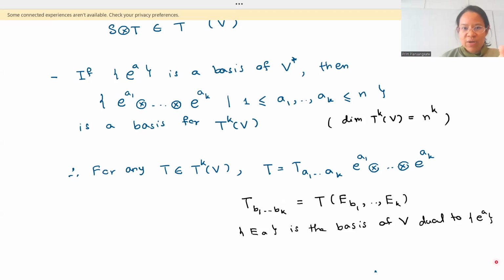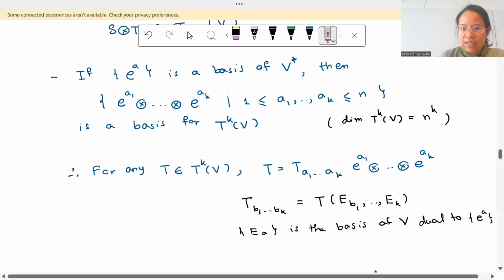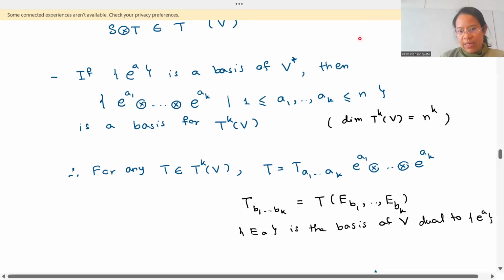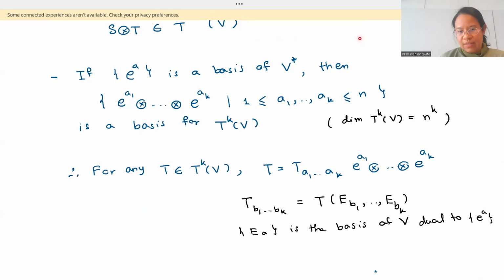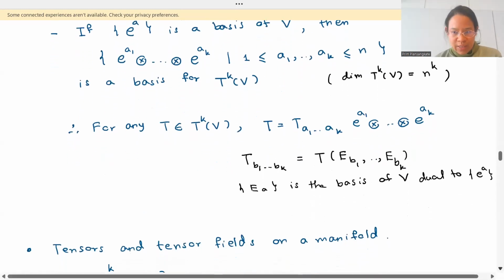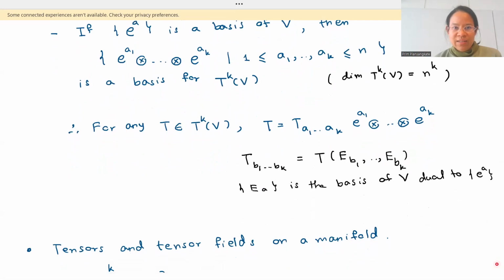letting T act on this E, and there's a misprint. This is bK. Where this capital E, this set of vectors, is a basis that is dual to E here, to little e here. Okay, so this is K tensors on a vector space V.